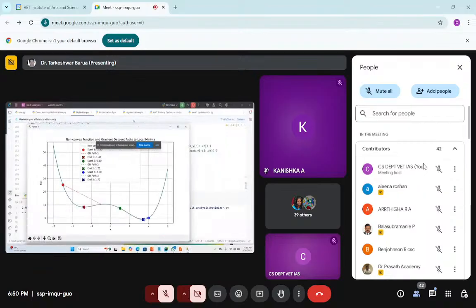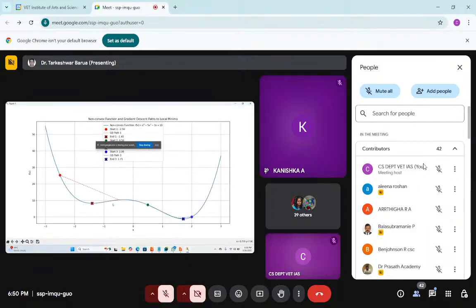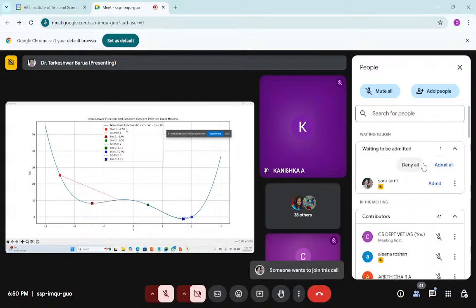Time is not allowing me, so we can see the comparison. This is a non-convex function, and this starts from 2.5. Gradient descent path 1 starts from here and ends here. So you can read this, right? Now you can close this.